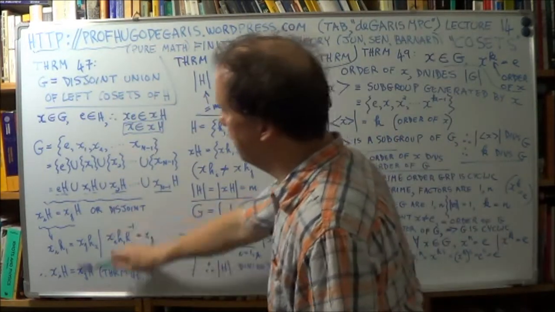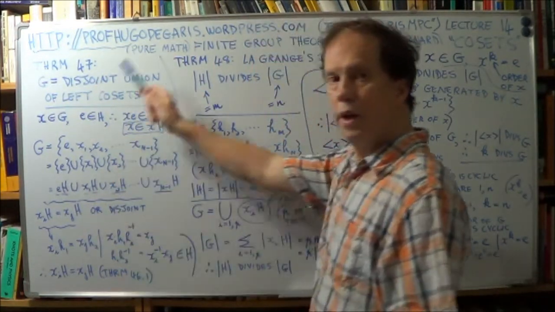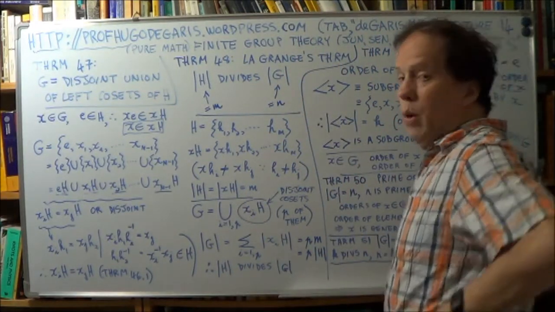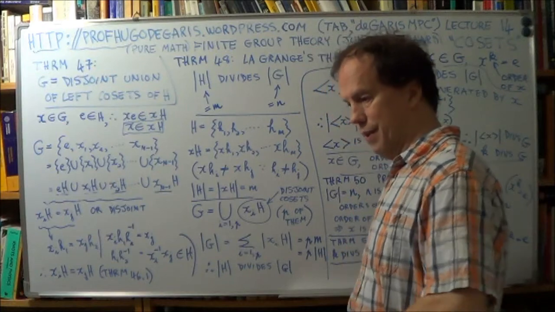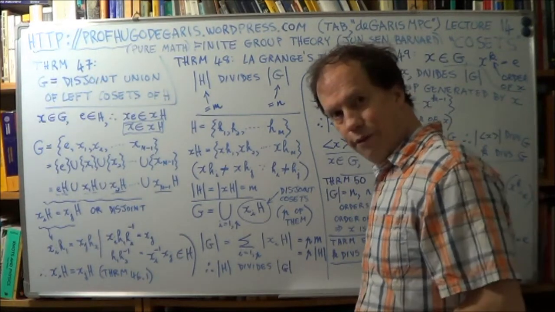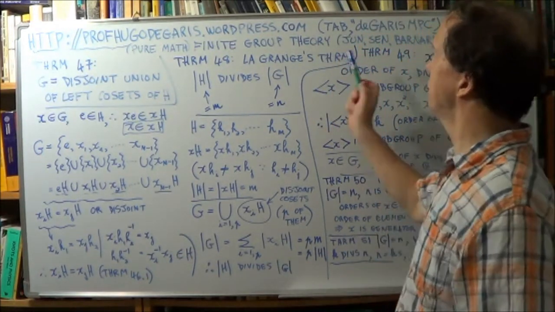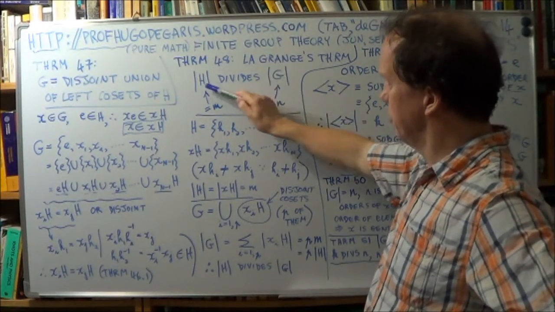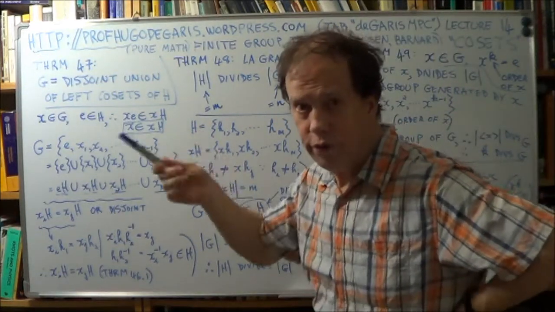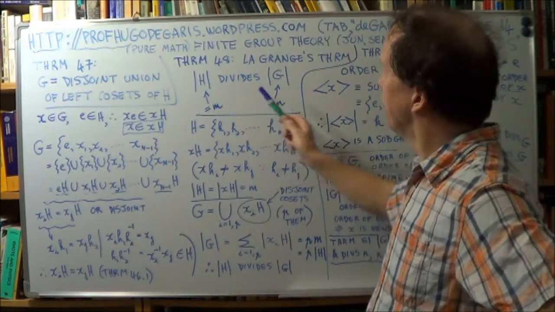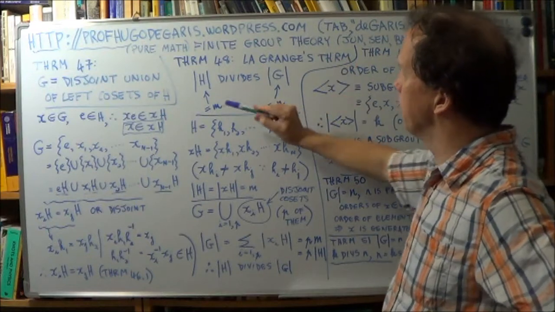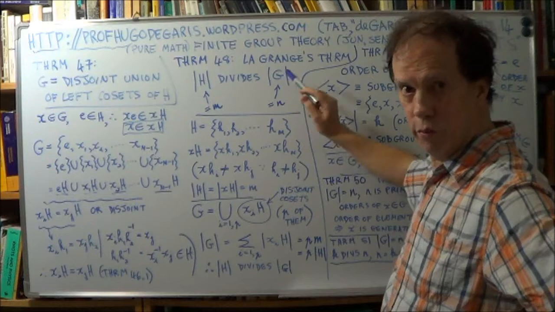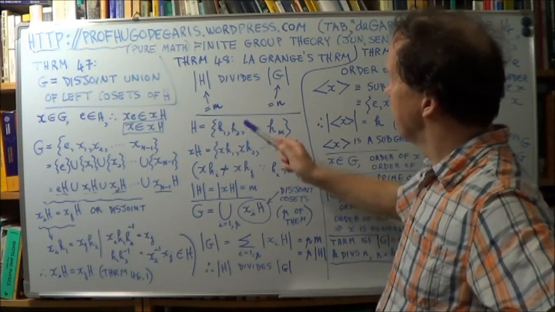Now we've got this critical proof under our belt, we can move on to the big one, one of the most famous results in finite group theory, Lagrange's theorem, which simply states that the size of your subgroup divides, or is a factor of, the size of your group. In other words, the order of your subgroup divides the order of your group.